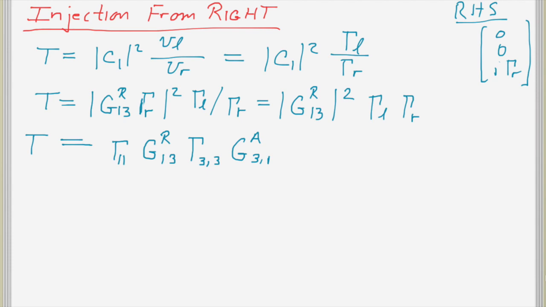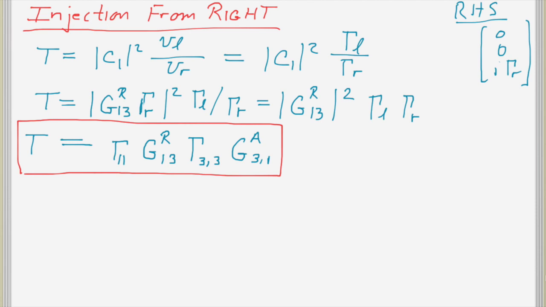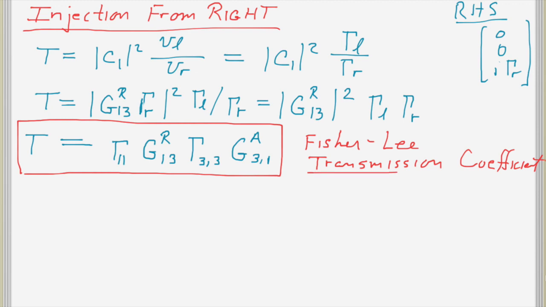And this form is extremely famous. This is known as the Fisher-Lee form of the transmission coefficient. All right, and this is the form that you see in most papers when they say, and we calculate the transmission coefficient, and they want to throw out some formula in terms of the Green function and the gammas. This is what you usually see.